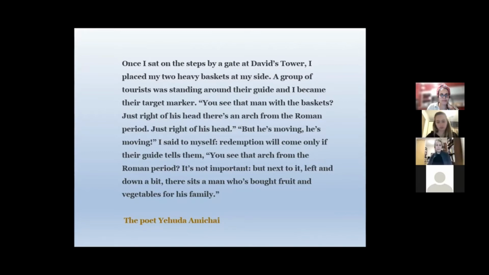So I said to myself, redemption will come only if their guide tells them, you see that arch from the Roman period? It's not important, but next to it, left and down a bit, there sits a man who's bought fruit and vegetables for his family. The big zchut to live in Jerusalem and to visit Jerusalem and turn Jerusalem into a central part of our heart and of the reality of the Jewish nation.